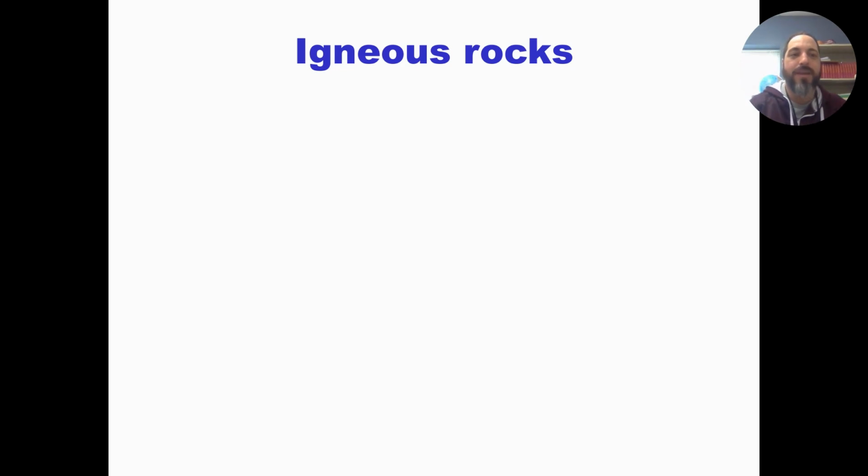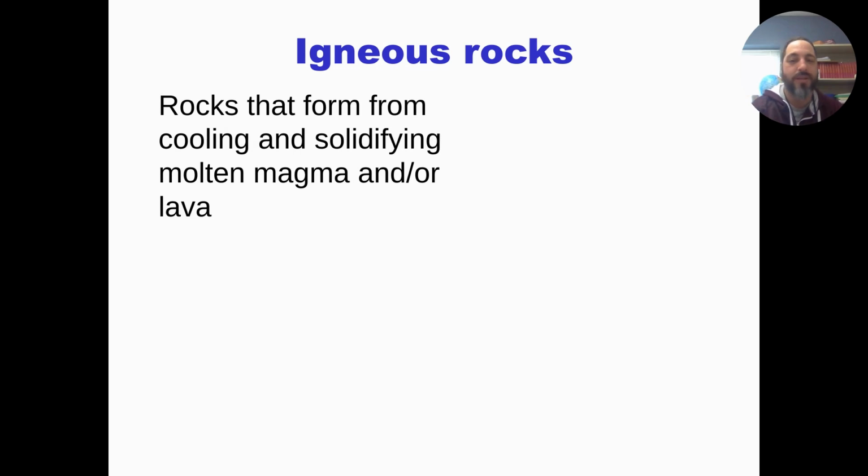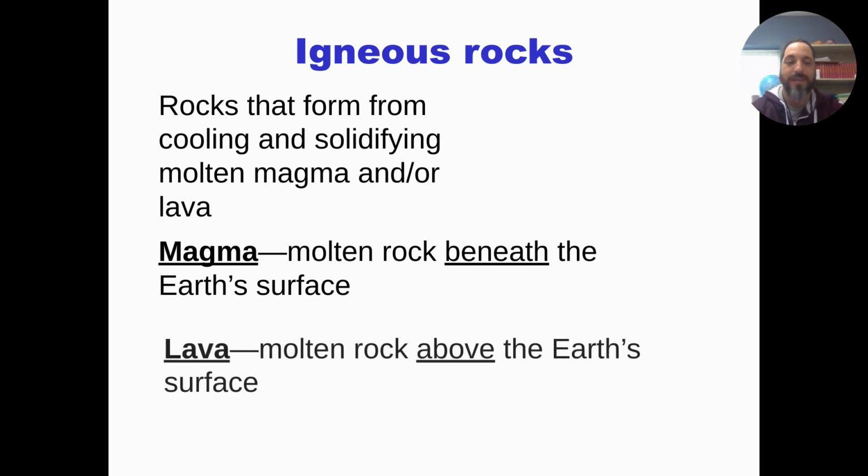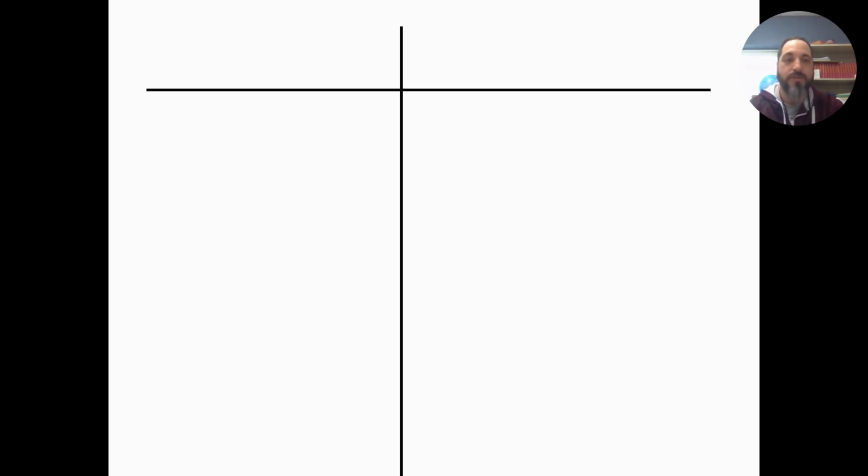All right, let's start with igneous rocks. So igneous rocks are rocks that form from the cooling and solidifying of molten magma and/or lava. So magma is molten rock that's beneath the Earth's surface, and lava is molten rock that is above the Earth's surface. You'll often hear these used interchangeably, but they're not. Lava is above the surface, it's been erupted, and magma is something that's going to be below the surface. It hasn't been.